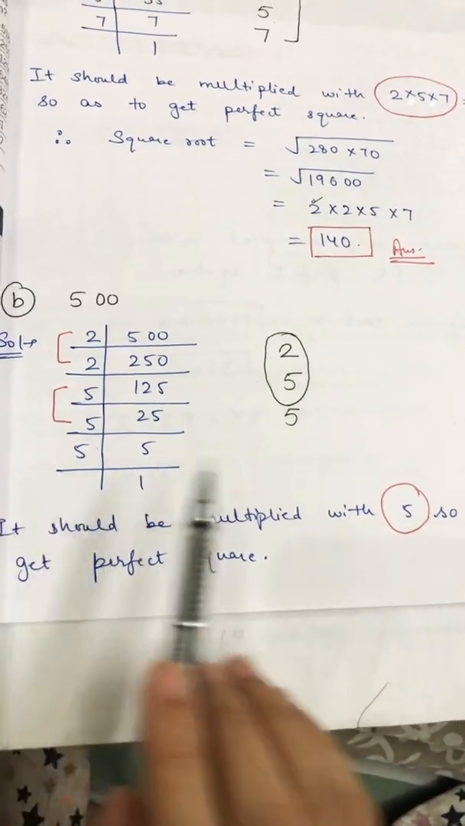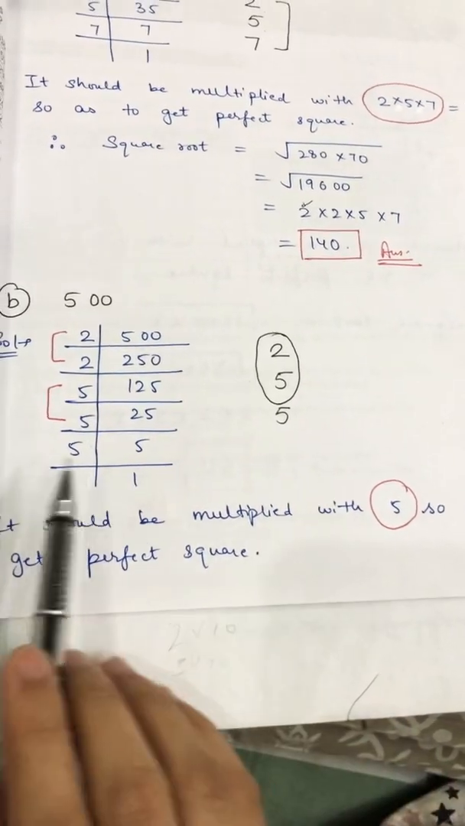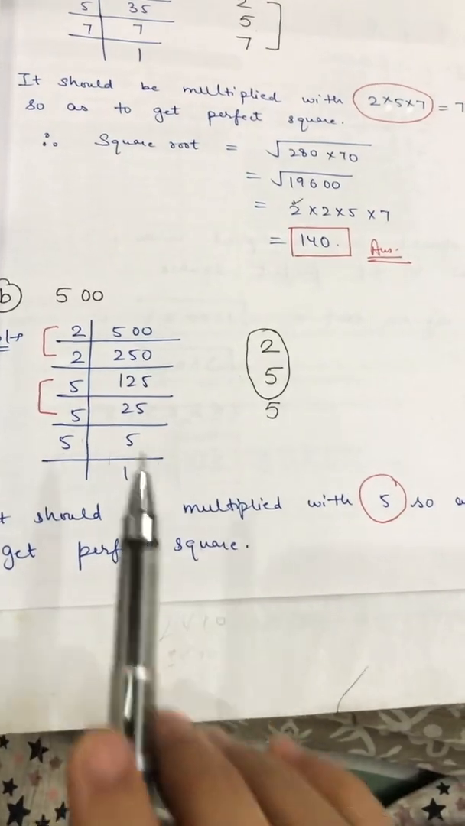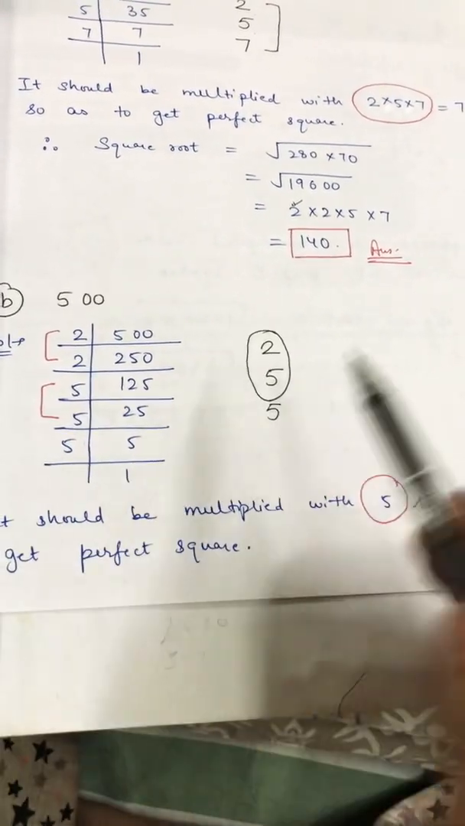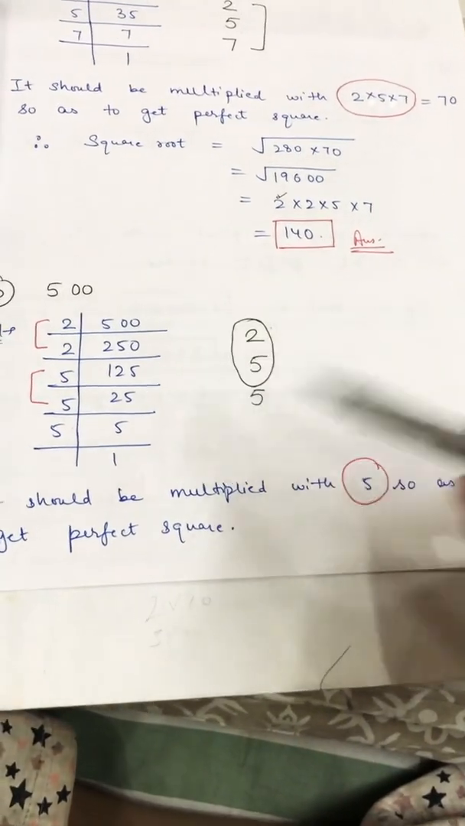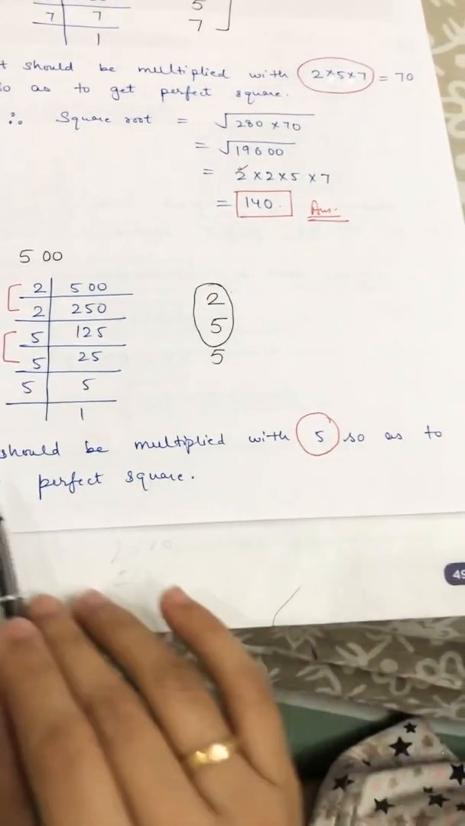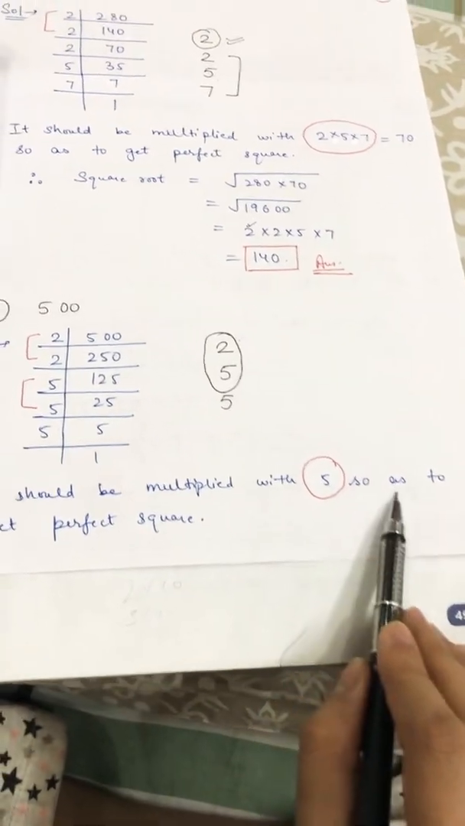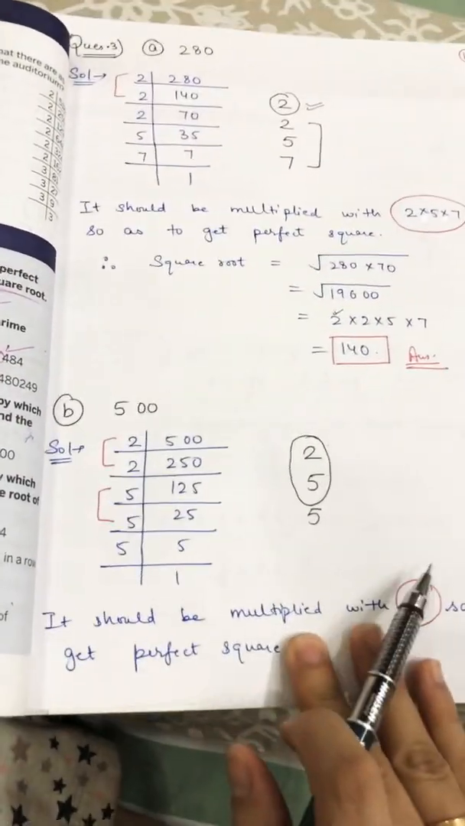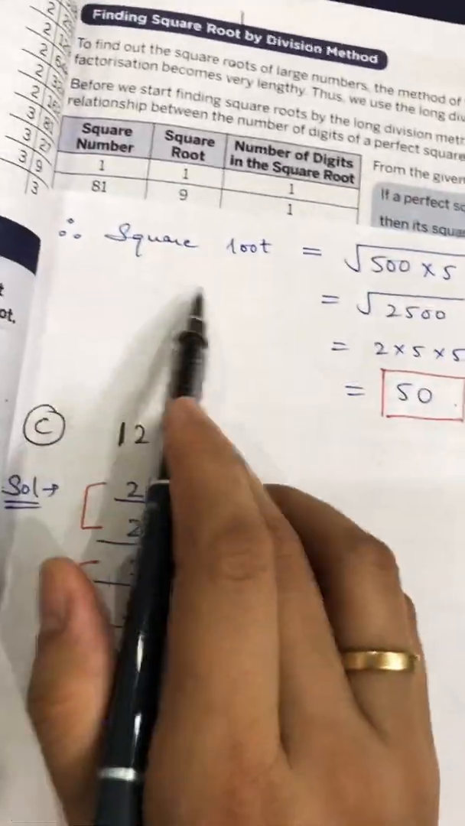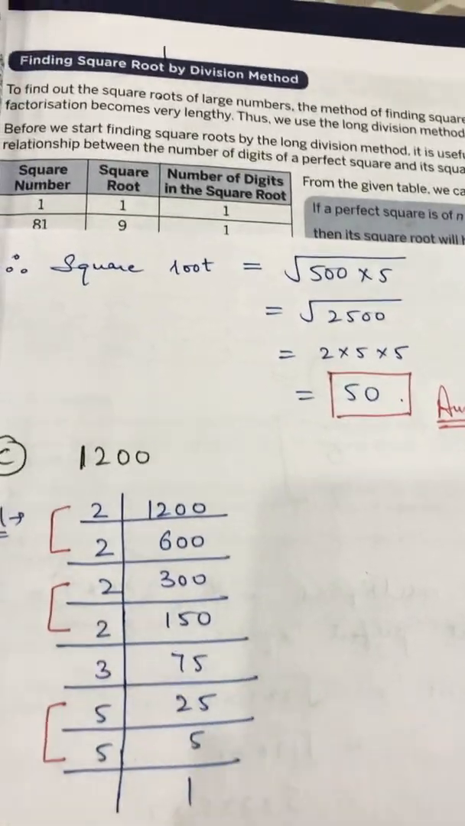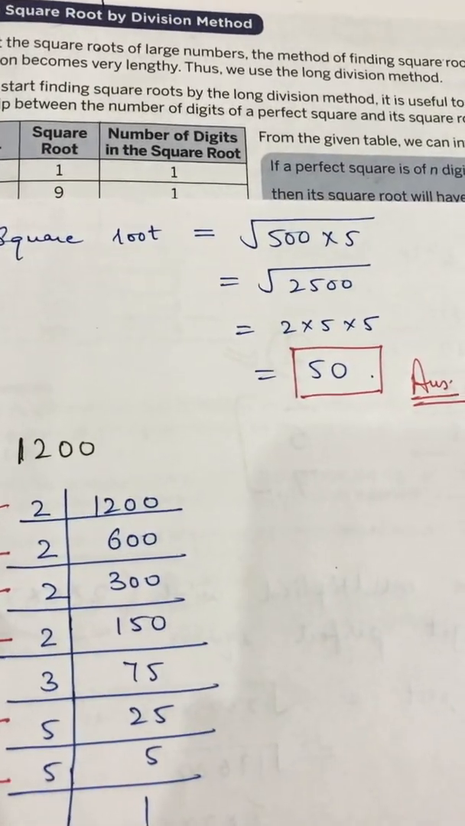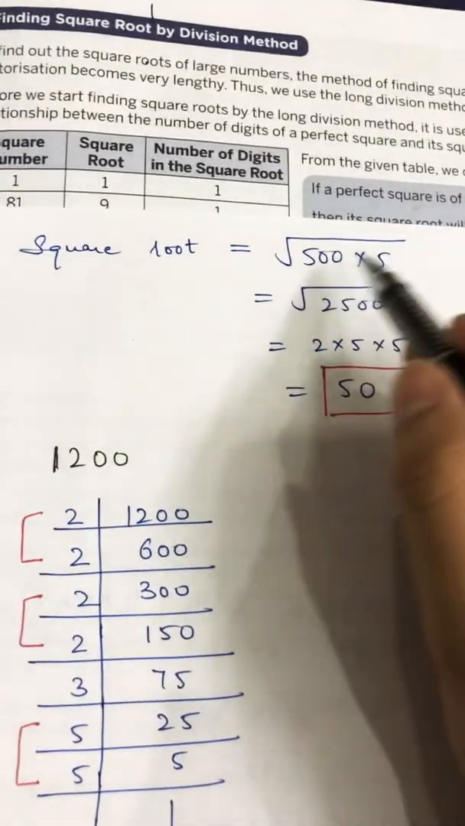So if I multiply with 5, then 5 and 5, we are getting 2 times 5, and then this number will go in the pair. Then we'll have 1, 2, 3 numbers in the pair. So it should be multiplied with 5 so as to get the perfect square. Now find out the square root, because the question is that first of all find out the smallest number by which we'll multiply, and then find out the square root.